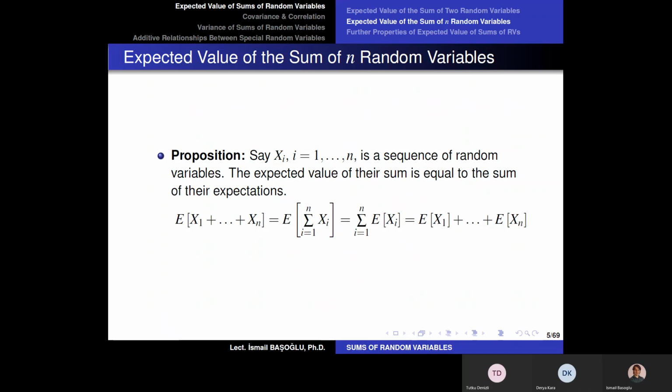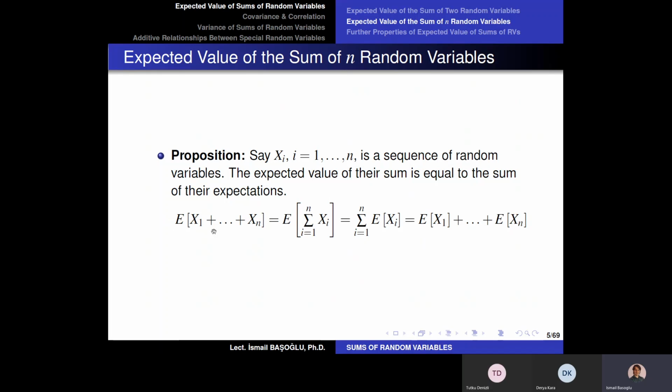Now, we can generalize that formulation, that theorem, for a multiple number of random variables. So this proposition generalizes this situation. It says, say Xi is a sequence of random variables such as X1, X2, X3, X4, and so forth until Xn. These random variables in this sequence can be any type of random variable, either discrete or continuous. They can be independent from each other, or not independent from each other. It doesn't matter. They are just a sequence of random variables.